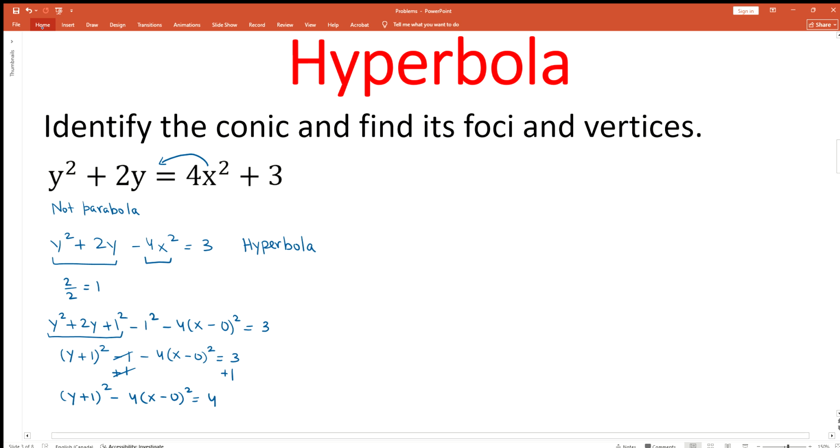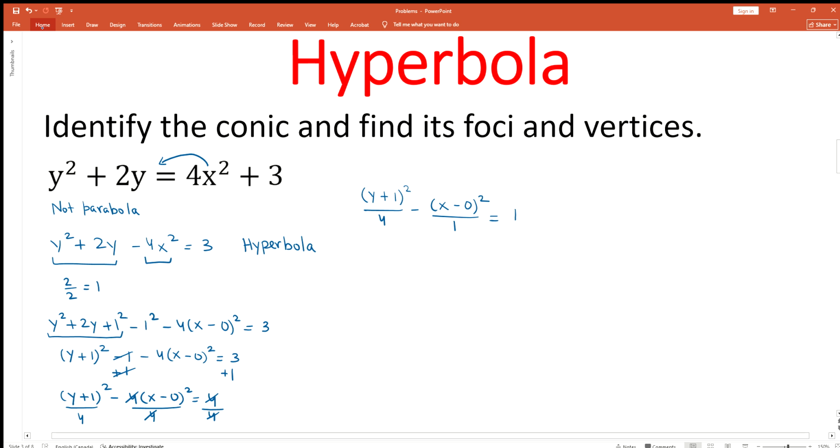The equation of a hyperbola in standard form has 1 on the right side of the equation. We can change 4 to 1 by dividing each term in this equation by 4. So the 4's with the x cancel each other out and 4's on the right side cancel each other out, and we are left with y plus 1 square over 4 minus x minus 0 square over 1 equals 1. This is the equation of the hyperbola in standard form.